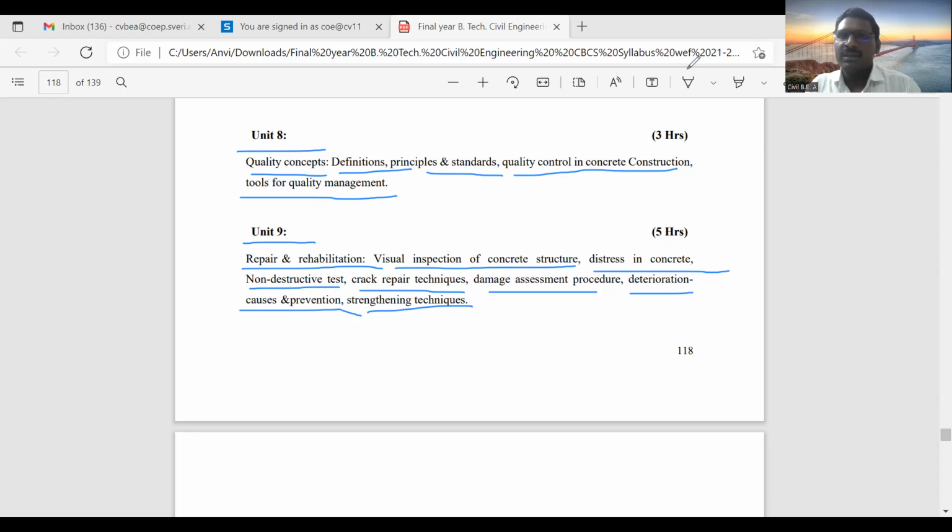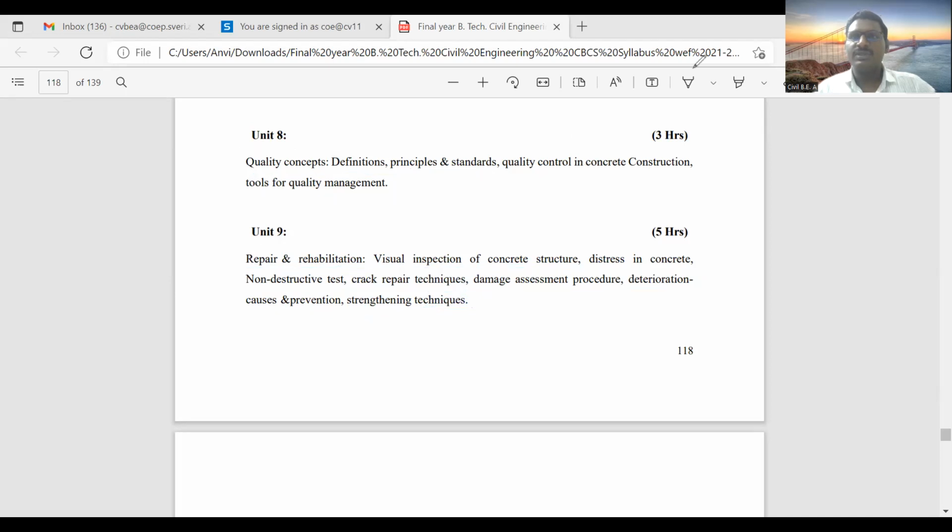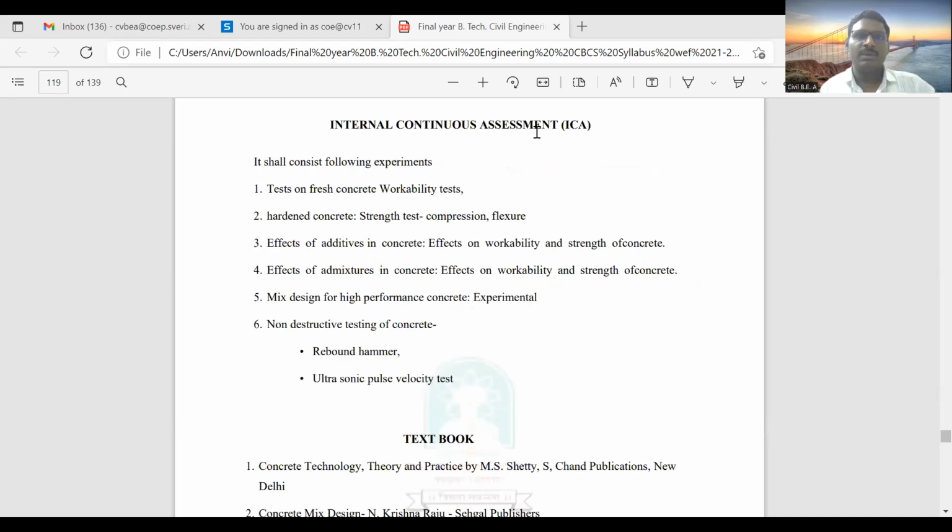It means whatever you have learned in concrete technology, that is related to how to prepare concrete, what is workability, that you have learned. But in advanced concrete technology, some advanced parts you have to learn. That is the RMC plant, repair and maintenance, then mix design, or special higher grade concrete. This is the advanced part of concrete that we have to learn in this subject. So these are the 9 units we have to see. Then some practicals we have to perform in the laboratory.